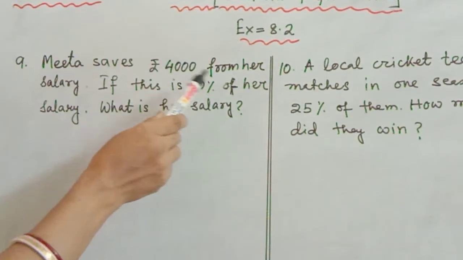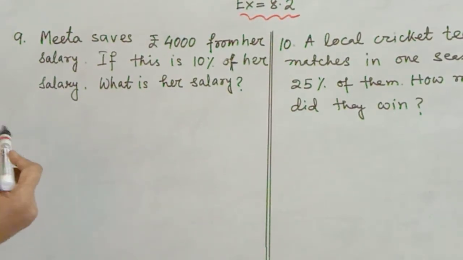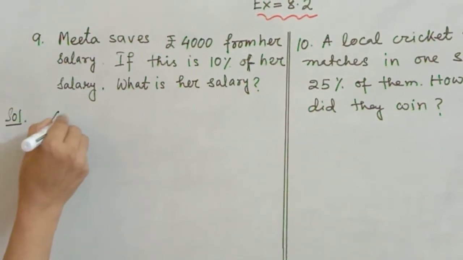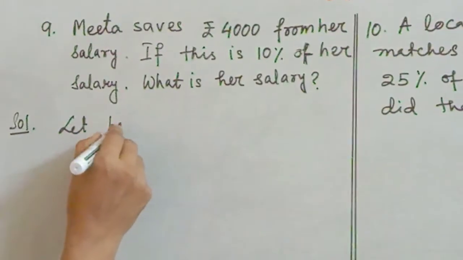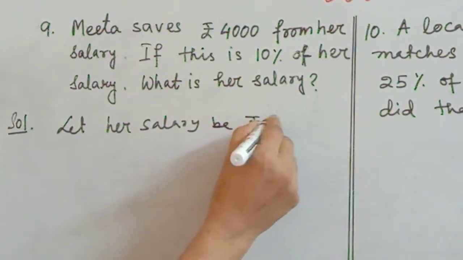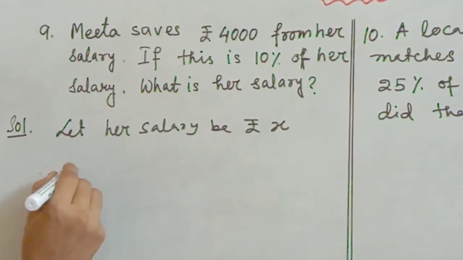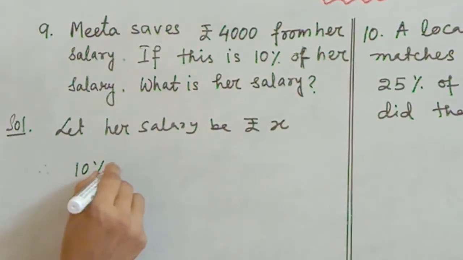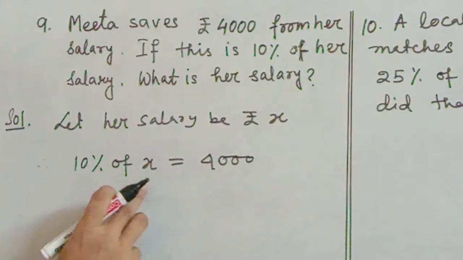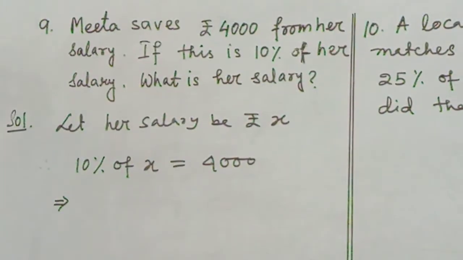Mita saves 4000 from her salary. If this is 10% of her salary, what is her total salary? It is missing. Now you have to take a variable for her salary. Solution: let her salary be rupees X. This is missing. You have to find it. Therefore, according to the question, 10% of her salary, that means 10% of X, is equal to 4000. Now you have to find the value of X for her salary. The same sum you have done in question number 5 and 6.